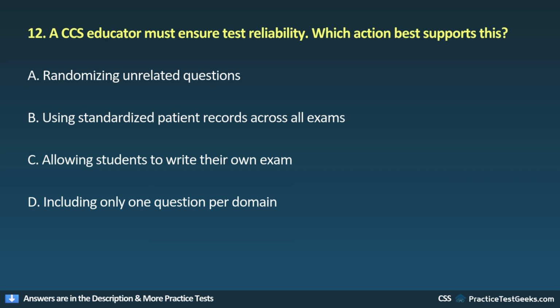12. A CCS educator must ensure test reliability. Which action best supports this? A. Randomizing unrelated questions. B. Using standardized patient records across all exams. C. Allowing students to write their own exam. D. Including only one question per domain.